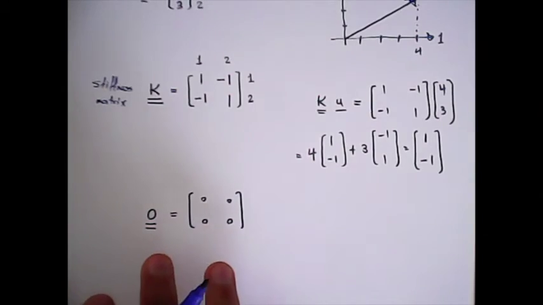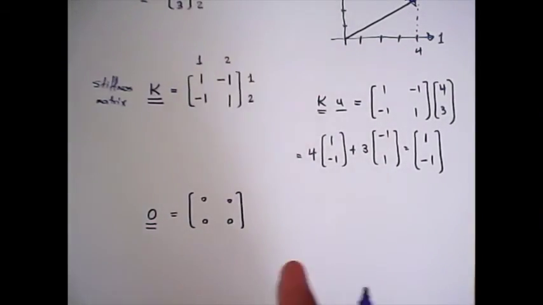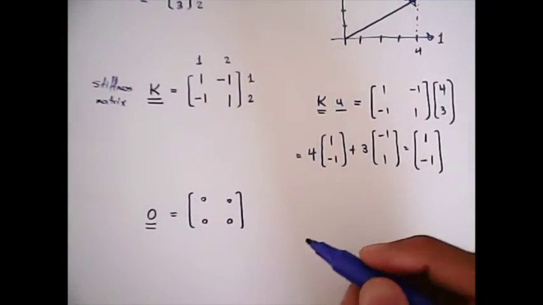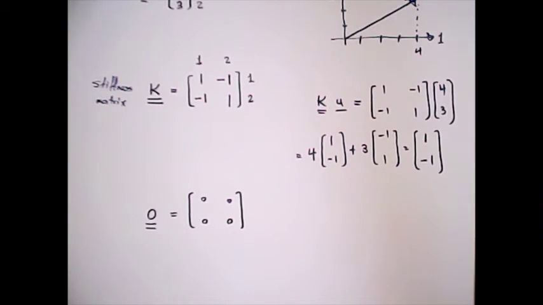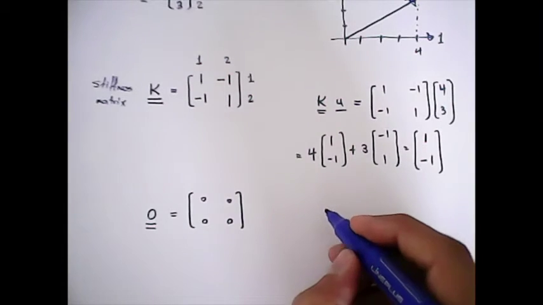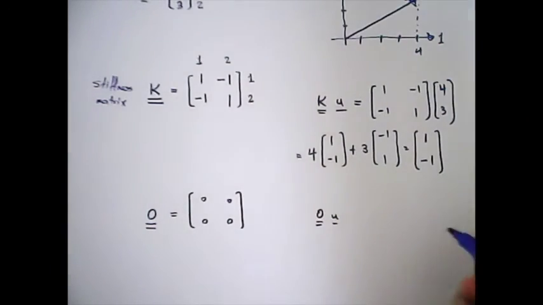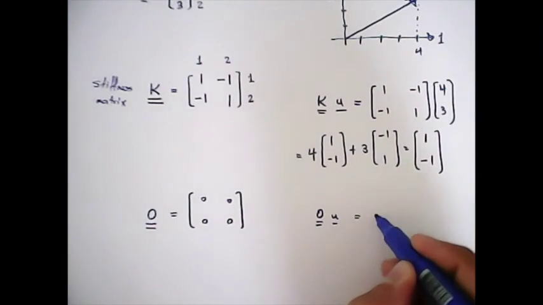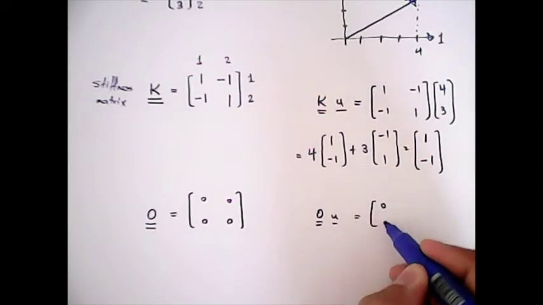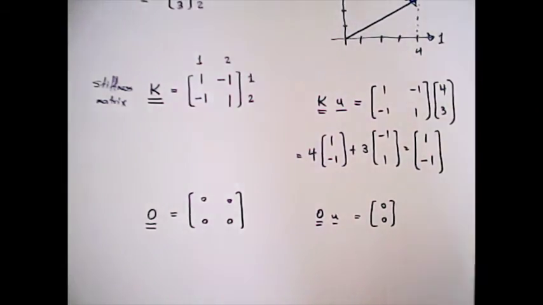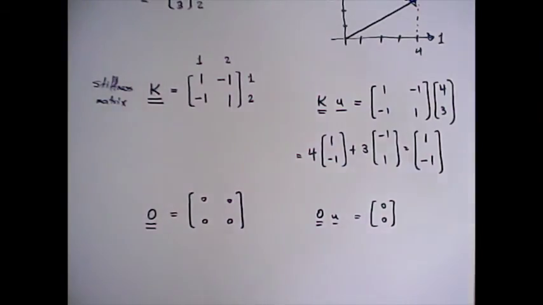So a 0 matrix is also an operator, just like K. But whenever it operates on a vector, it gives us a very special answer. Let's take a look at what kind of answer it gives us. So if I operate 0 on U, I will get the answer which is equal to 0 and 0. So you can multiply 0 by anything and get 0. That's probably not rocket science.